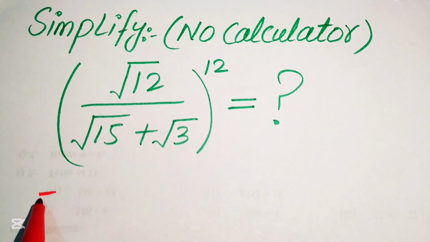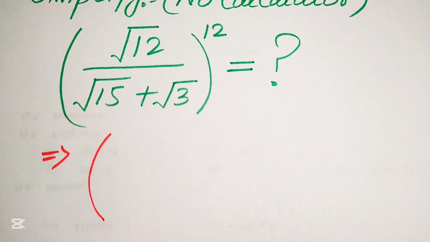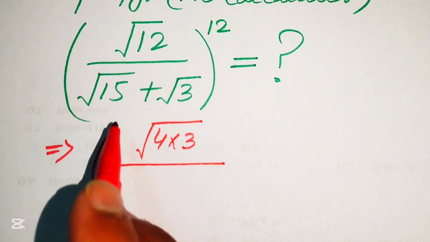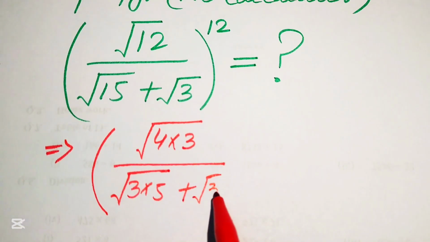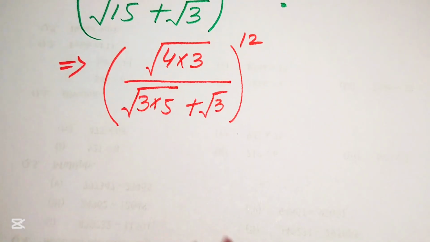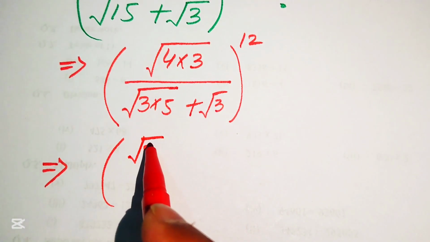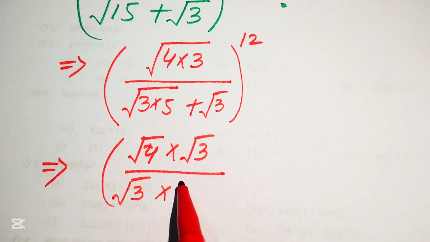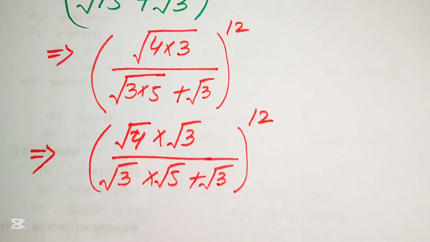So the very first step we are going to do is simplify its base. Here our base is this one, so we need to simplify this term, and we rewrite it as: 12 is written as 4 multiplied by 3 under the square root, divided by 15, which we write as 3 times 5, plus the square root of 3, and its whole exponent is 12. In the next step we break the square root sign and write the square root on both of these terms, so it becomes the square root of 4 multiplied by the square root of 3, divided by the square root of 3 multiplied by the square root of 5, plus the square root of 3, and its whole exponent is 12.